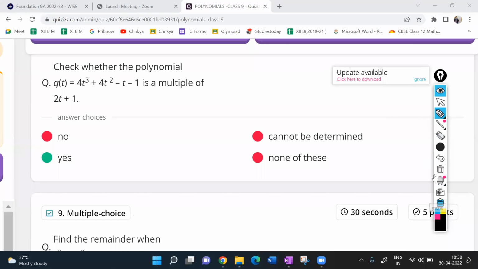Now what is the question given to you? Q of t is equal to 4t cube plus 4t square minus t minus 1. Is it a multiple of this one or not? How can you say it is a multiple or not? By dividing. If I divide, what should our remainder be? 0, sir. In one more way we can do it. What is that?